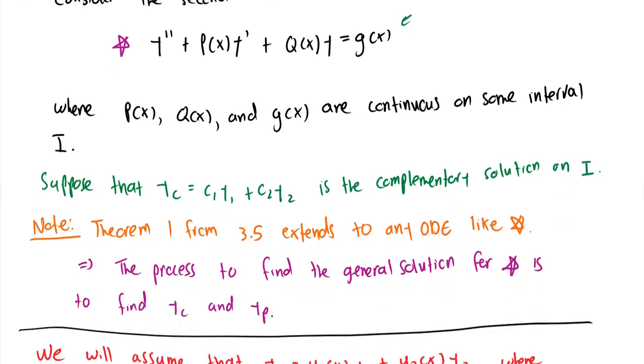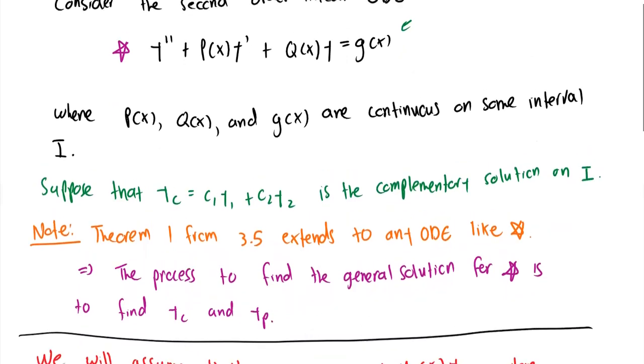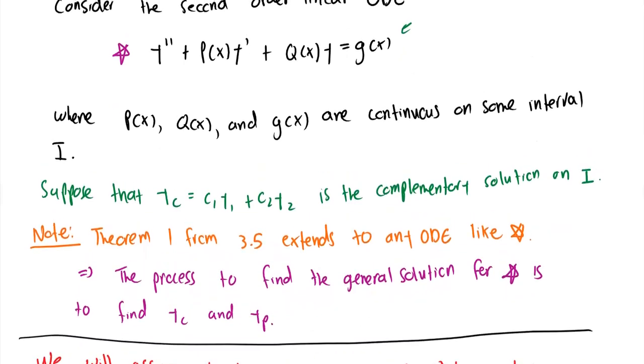It's important that theorem 1 extends to any second order linear ODE, not necessarily having constant coefficients. And what I wrote in purple is basically what follows. That means that the process to find the general solution for this ODE is, as before, to find the complementary solution and find a particular solution. Add them together, and that's going to be the general solution to the ODE.